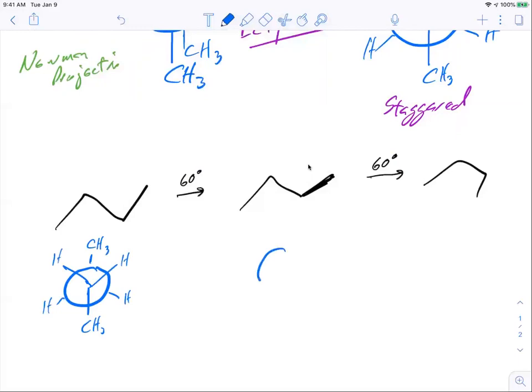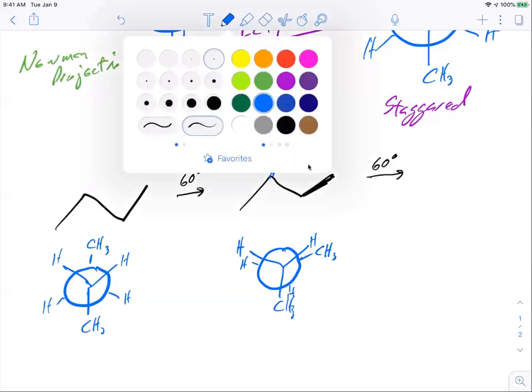And then if we shift, we're not moving the front carbon, so we're going to leave that as the CH3, H. But now I've got this CH3 that is going to be eclipsed with that hydrogen. So if we look here, there's a hydrogen, and these two are going to be eclipsing each other. So not a methyl eclipsing a methyl, but a hydrogen and a methyl eclipsing.